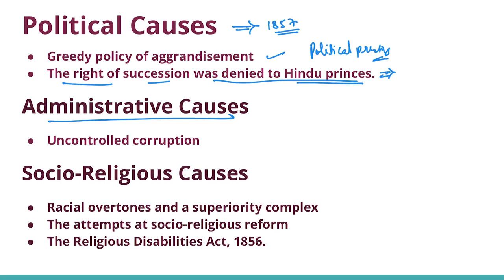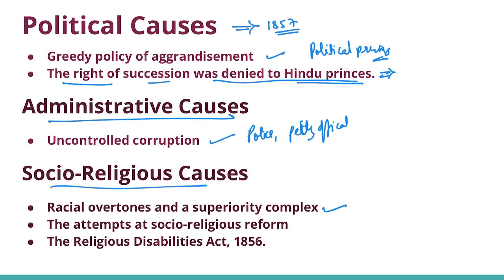Administrative causes. Uncontrolled corruption in the company's administration, especially among the police, petty officials and the lower law courts, was a major cause of discontent. Many historians say that the corruption we see in India till today is the legacy of company rule. Socio-religious causes. Racial overtones and superiority complex.